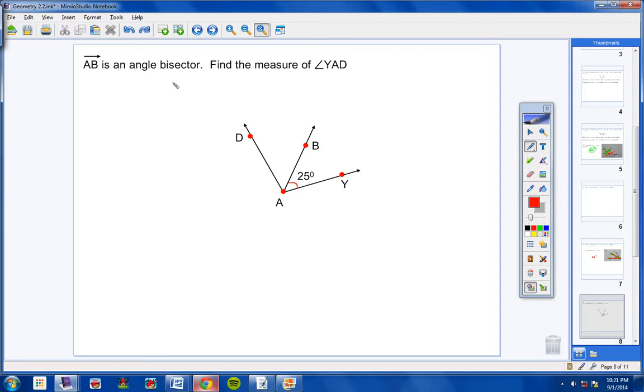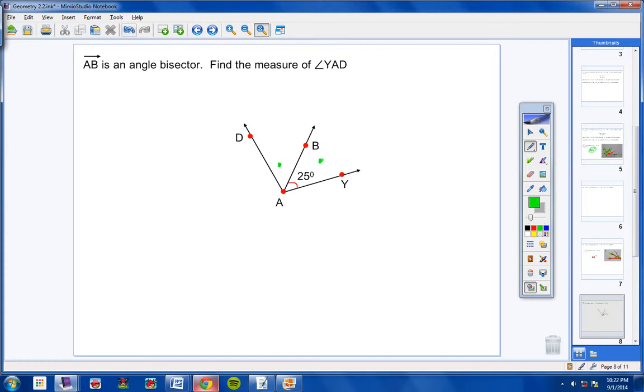Now, the first thing I want you to notice is ray AB is an angle bisector. So this ray right here is cutting this big angle in half, okay? So that means this angle right here with one dot and this angle here with two dots are congruent.